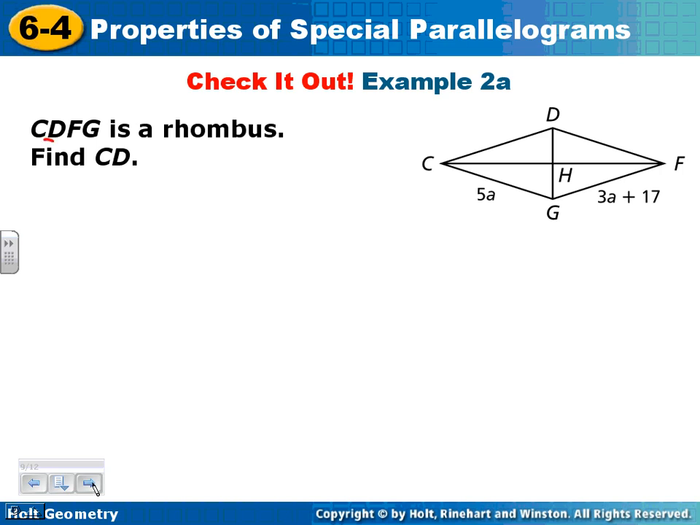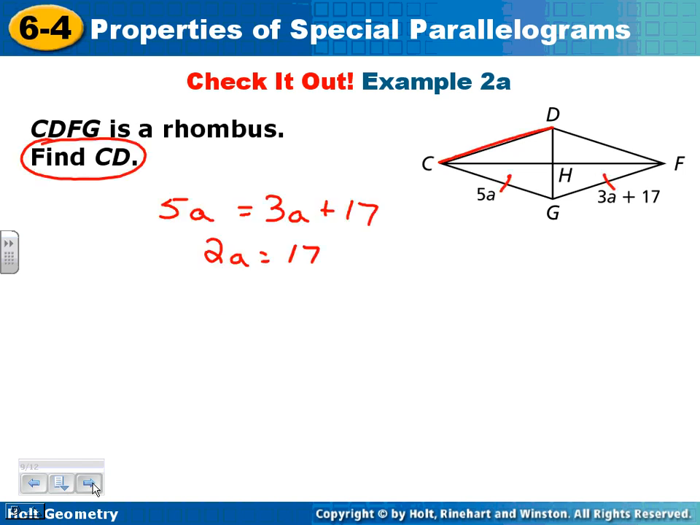Well, find CD, and that's this side, kind of the top left-hand corner. I need to find A first. So I'm going to write 5A equals 3A plus 17. Those two sides are congruent. I can actually mark them with a tick mark. Let's solve for A. If I subtract 3A, that's 2A is 17. So A would be 17 halves.